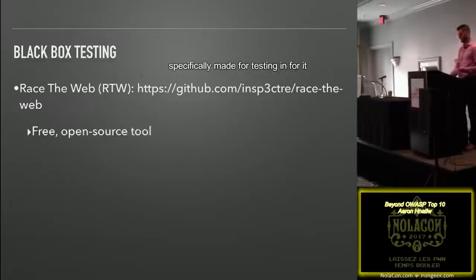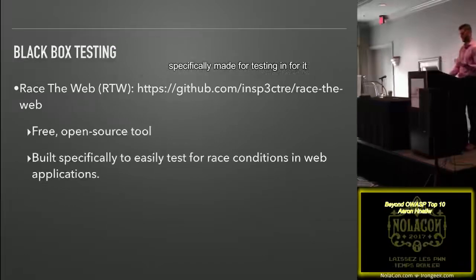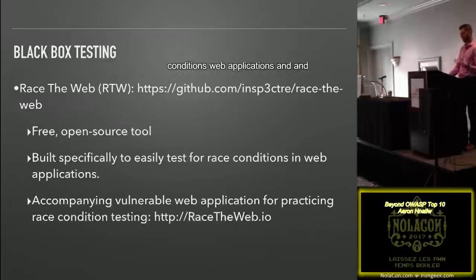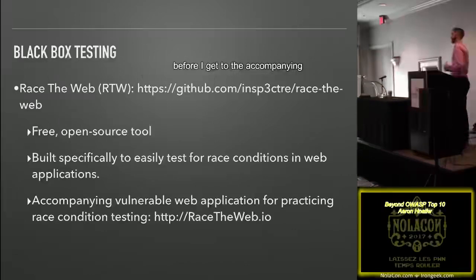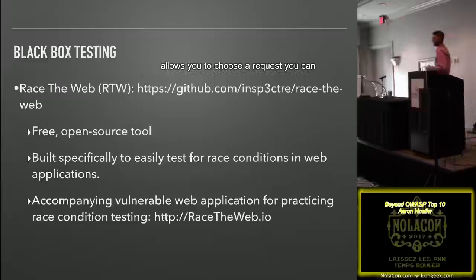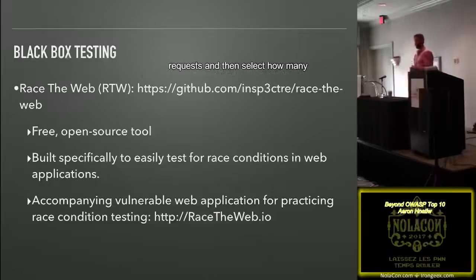It's free, open source, and specifically made for testing for race conditions in web applications. Before I get to the accompanying application, what it does is it basically allows you to choose a request. You can even submit cookie values with it, like your session value, if it needs to be an authenticated request. And then select how many requests concurrently you want to make to not only one resource, but you can set up to 4 or 5 different resources. So if it's a matter of transferring funds between accounts and you need to do 2 different things at once, you can do that.